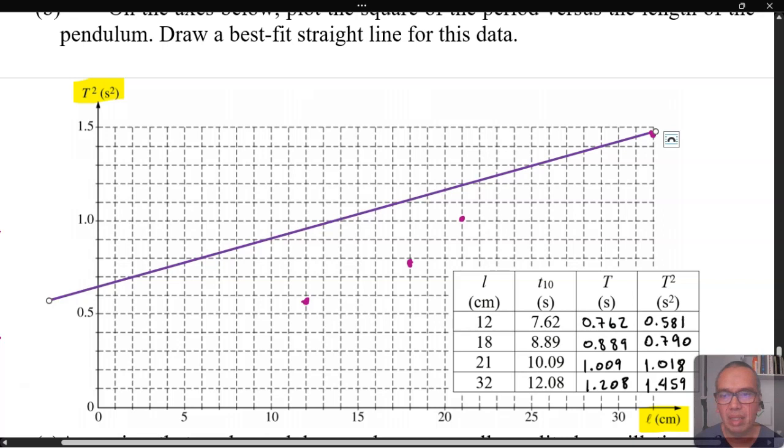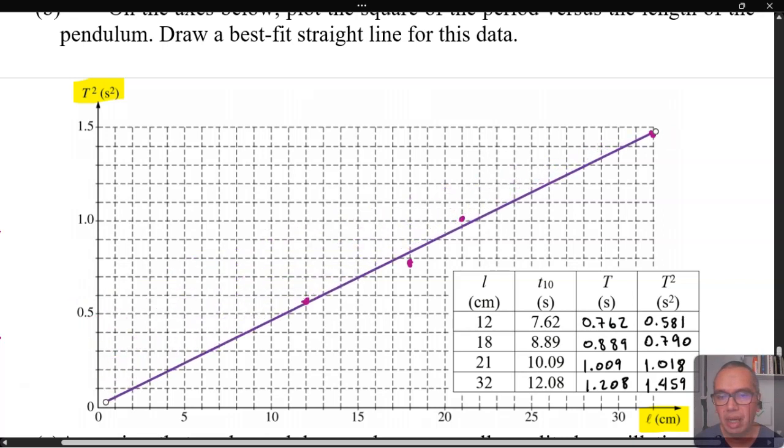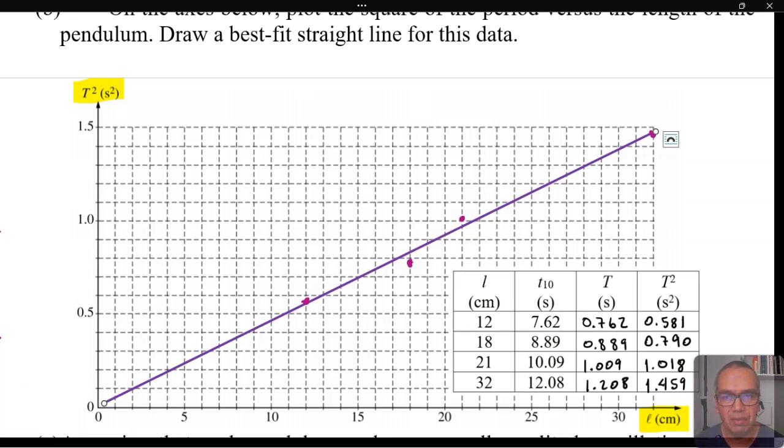And then remember that when you make a best fit, you try to get as close as possible to all of the points. Try to minimize the distance from the line to each point. And you also try to leave a few points a little above and a little below the line so that this is sort of the average.